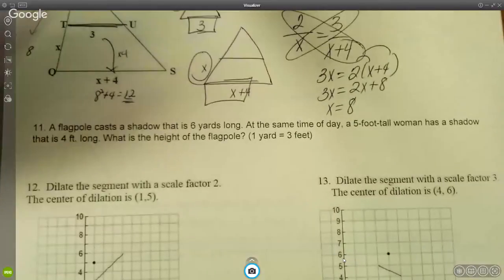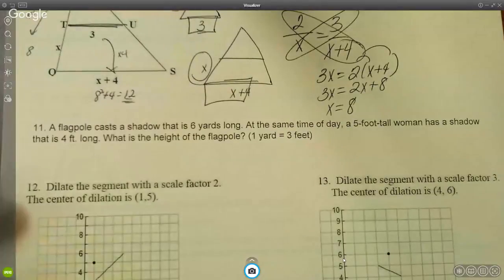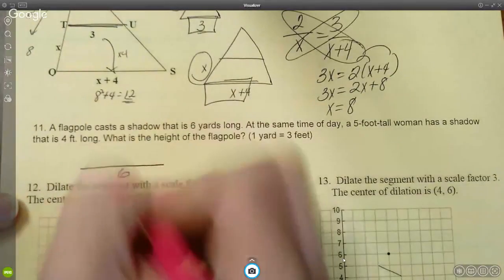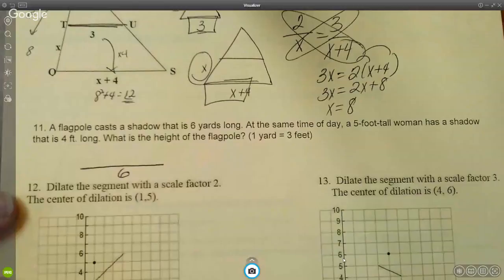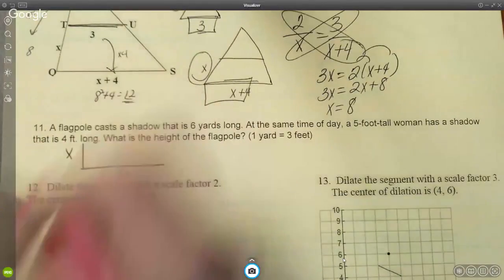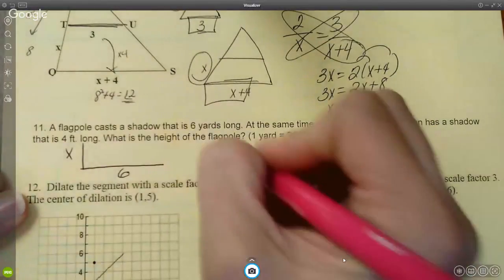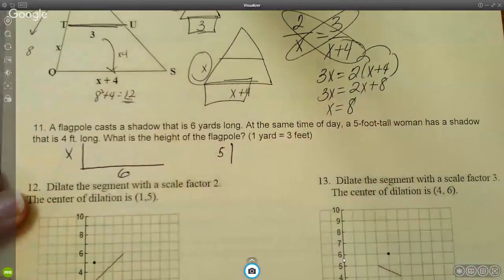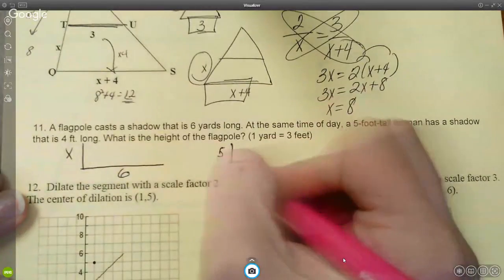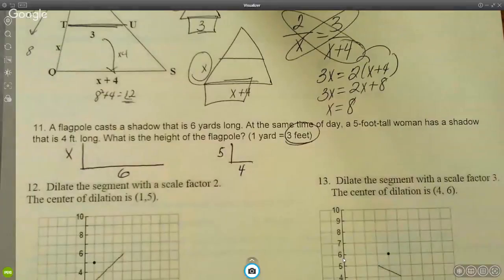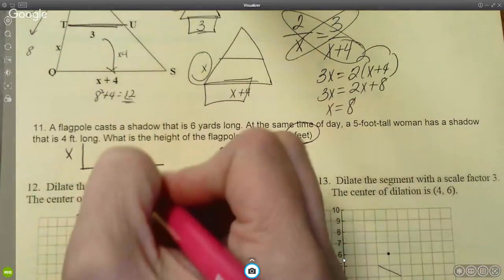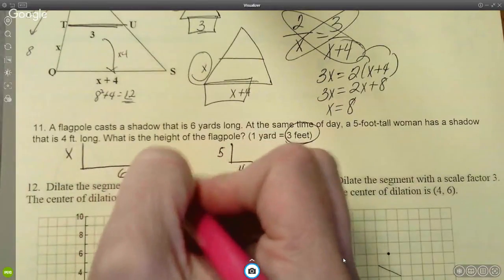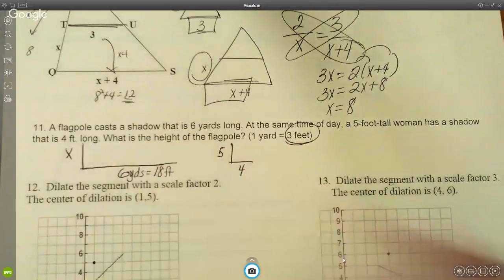If a flagpole casts a shadow that is 6 yards long, here's my long 6 yards, at the same time of day, we don't know how tall the flagpole is. The same time of day, a 5-foot tall woman casts a shadow that is 4 feet long. Now here's a hint: 1 yard is 3 feet. So this really is 6 yards, but I need to convert that to 18 feet.